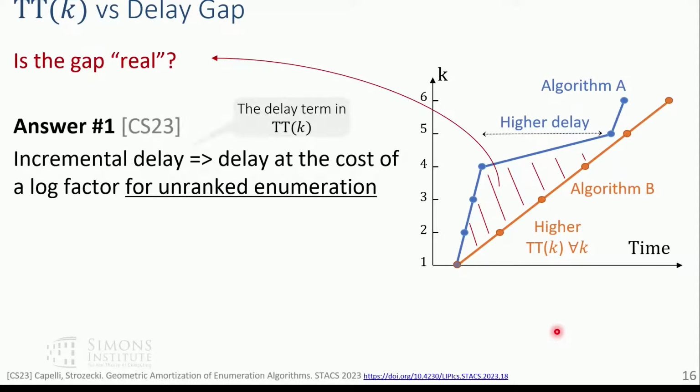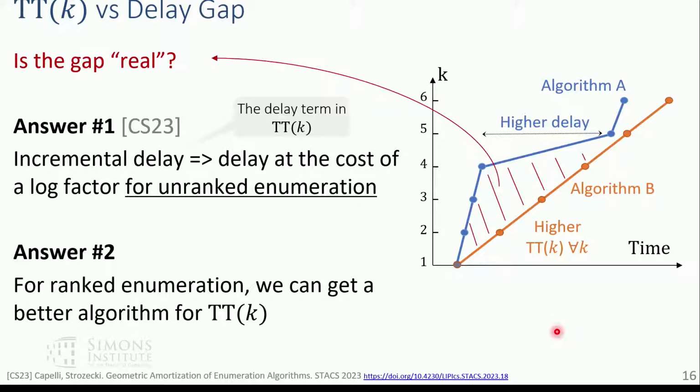The first answer is a paper by Florent Capelli and Yann Strozecki, where they look exactly at this question, and they show that you can actually translate the time to k into delay for unranked enumeration with a logarithmic cost. The second partial answer that I have is that for the ranked enumeration that I'm talking about here, we actually do observe an algorithm that has a good time to k, but its delay is not great. So let's talk about this algorithm.